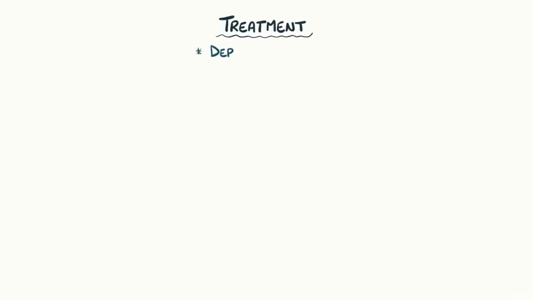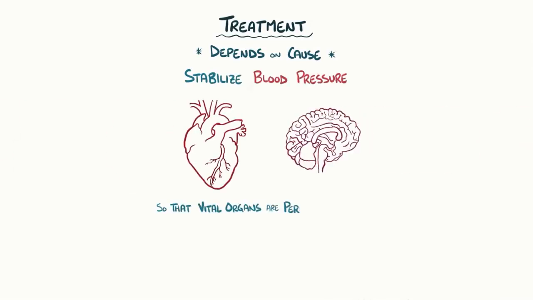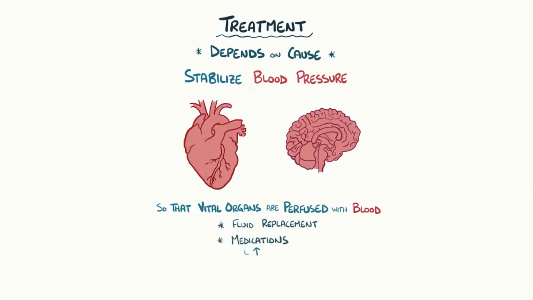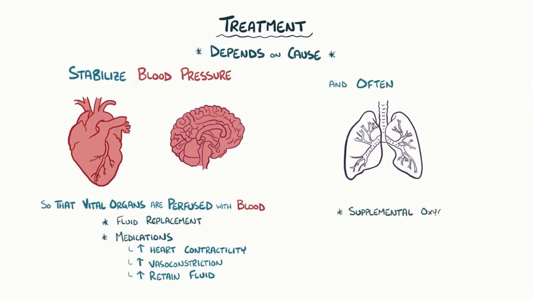The treatment of shock depends on the cause. In general, the goal is to stabilize blood pressure so that vital organs like the heart and the brain are perfused with blood. In order to stabilize blood pressure, fluid replacement and medications that increase heart contractility, cause vasoconstriction, and retain fluid can be administered. Oftentimes, a person might need supplemental oxygen or have their airway protected, for example with intubation.